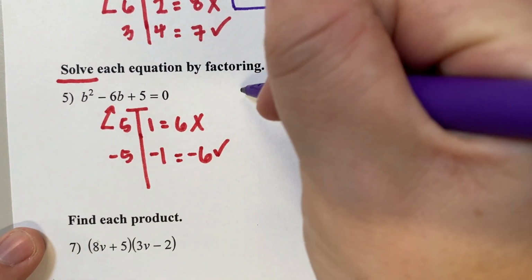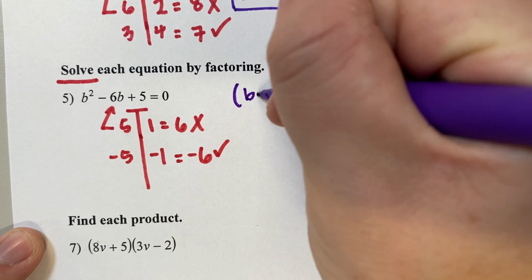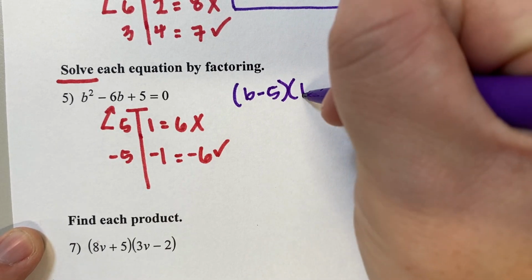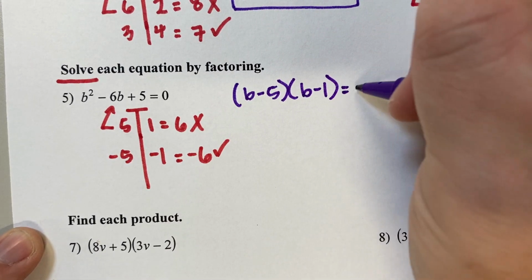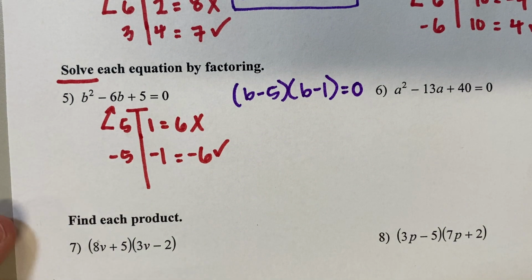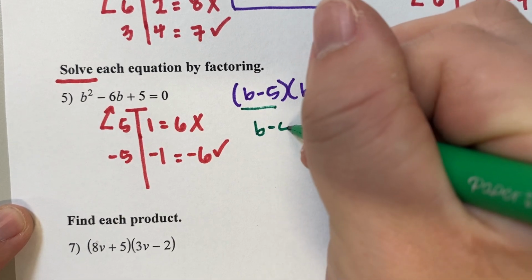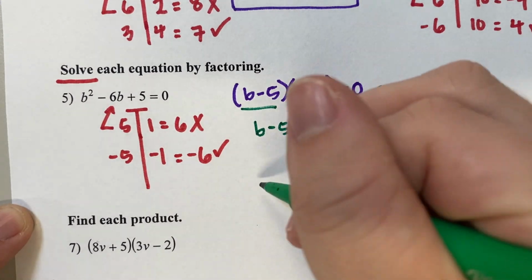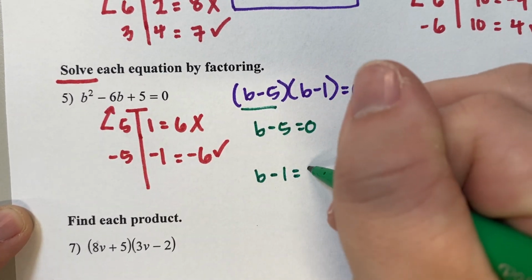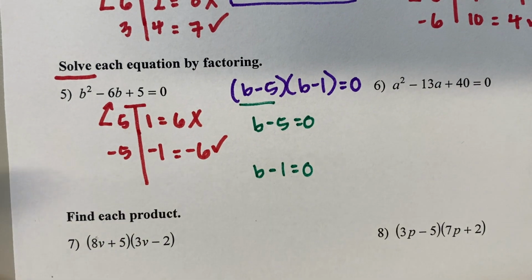Okay, so I have my two factors. This is going to be b minus 5 and b minus 1. The only difference here is now they're both equal to 0 because we're solving for b. Okay, well, now in order to solve for b, what we do is we take each one of these pieces. So I have b minus 5 equals 0 and b minus 1 equals 0. Two pieces, set them equal to 0 in order to solve.